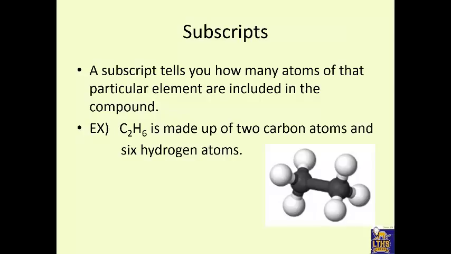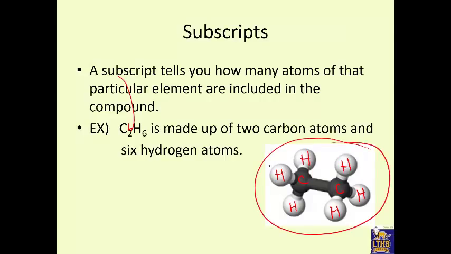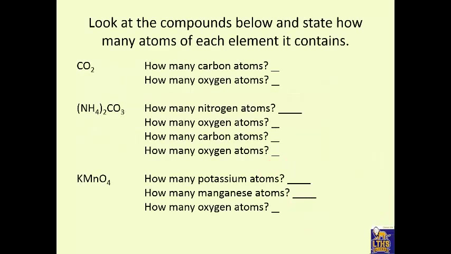So there are going to be subscripts. Subscripts go low. It tells you how many atoms of that element are in the compound. So C2H6 is made of 2 carbons, 1, 2, 3, 4, 5, 6 hydrogens. All right, but you have to put them as subscripts because they're all stuck together in that molecule. Okay, so you can look at compounds and figure out how many atoms there are.